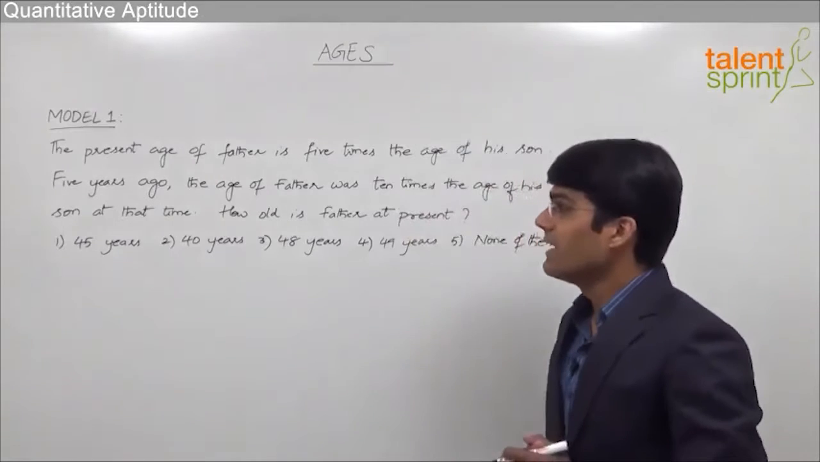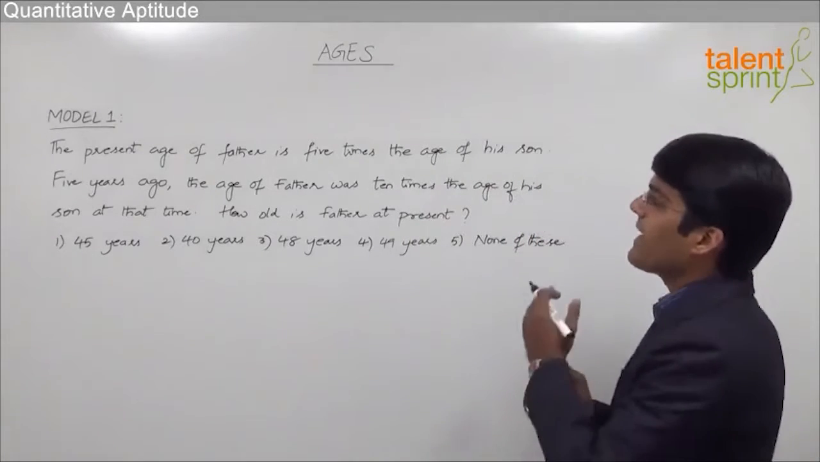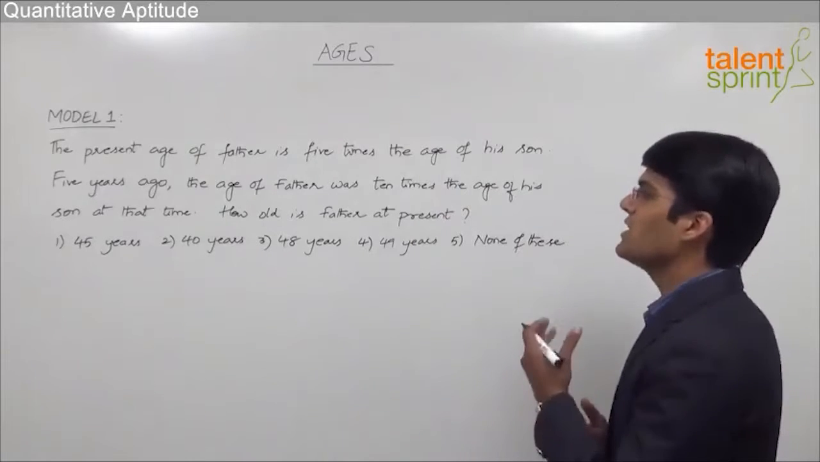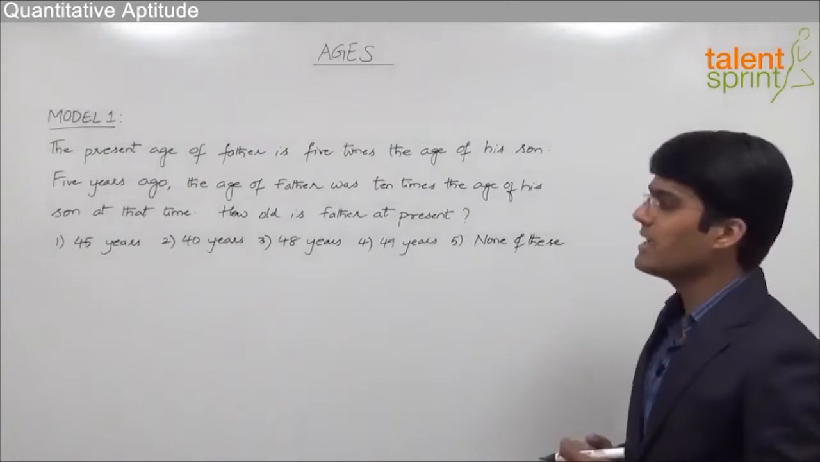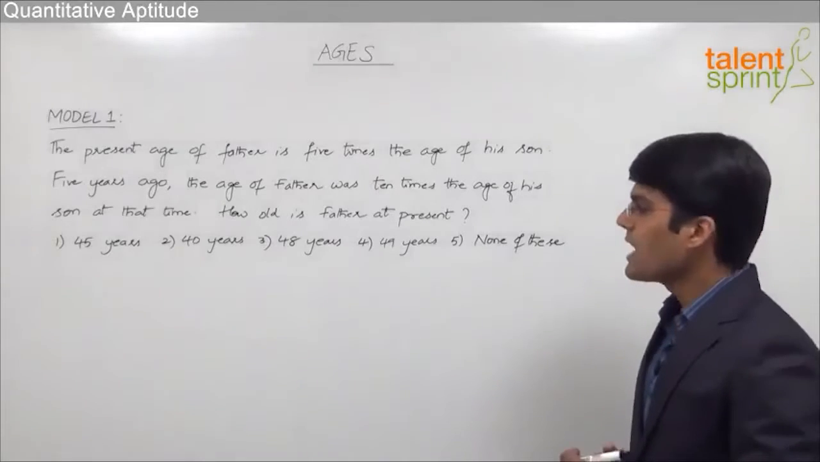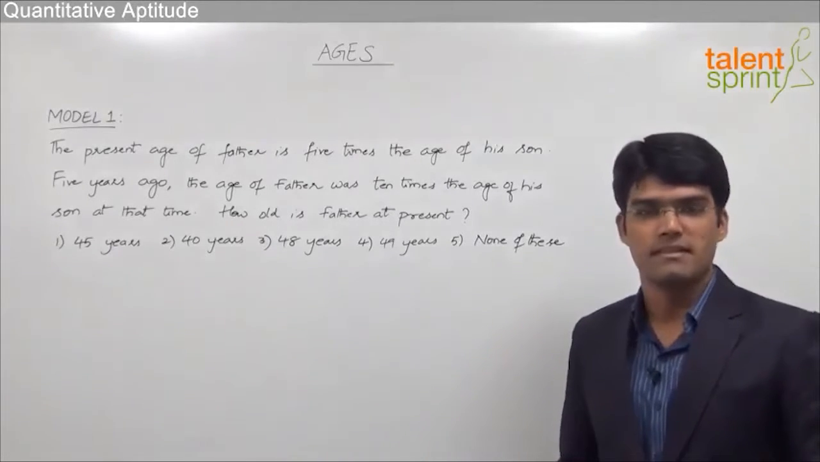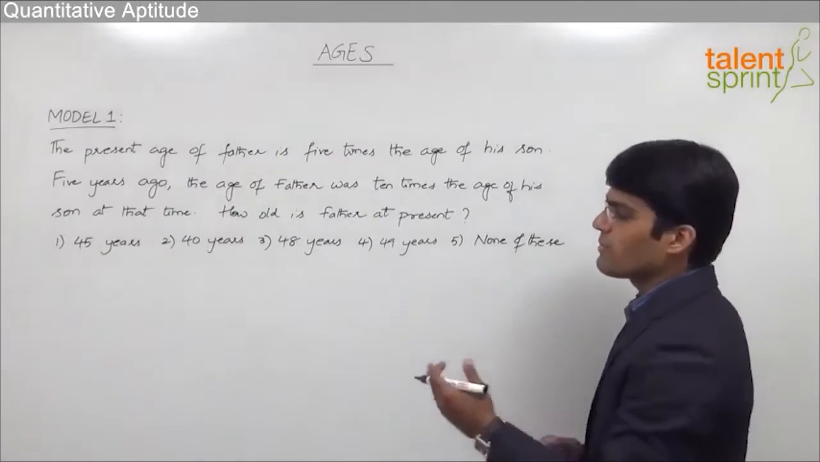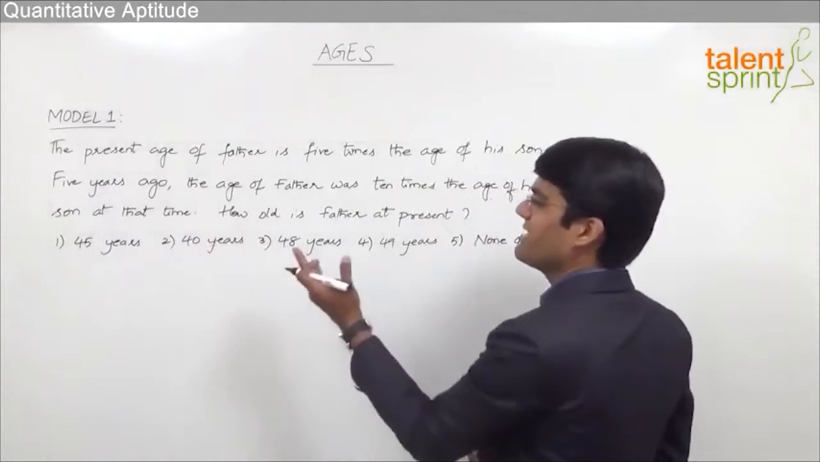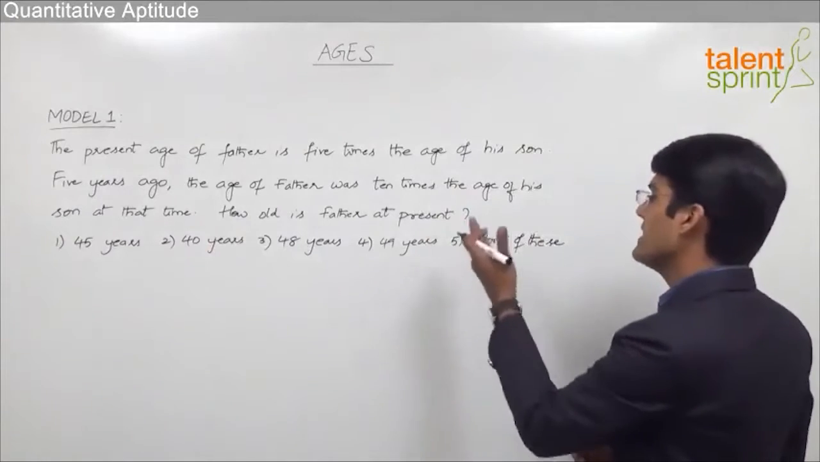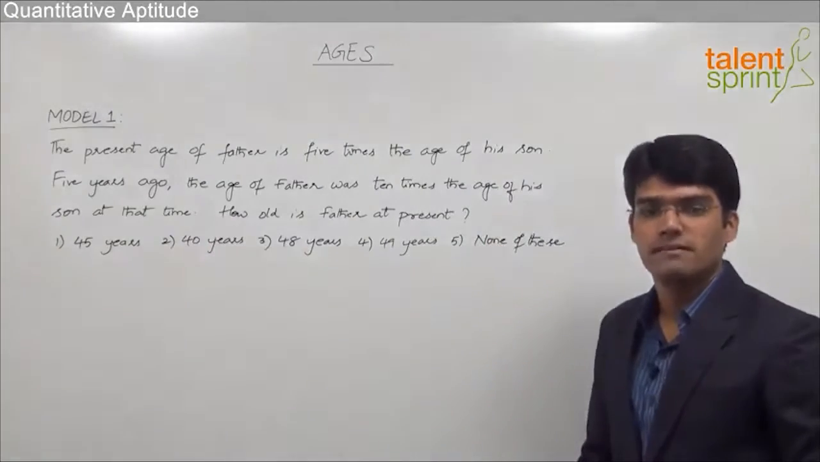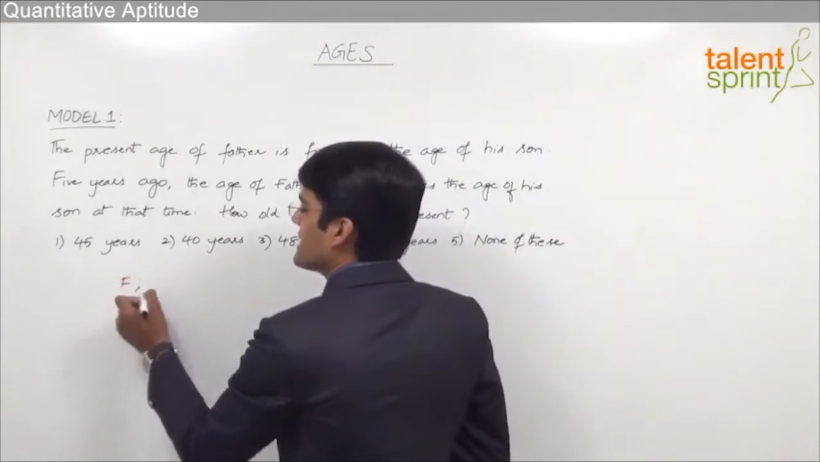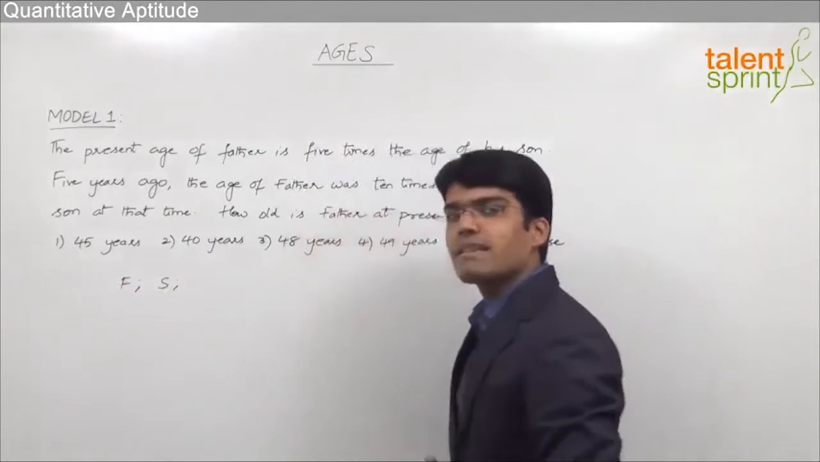The question here is, the present age of father is 5 times the age of his son. 5 years ago, the age of father was 10 times the age of his son at that time. How old is father at present? So we are supposed to find out the father's present age. And the given options are 45 years, 40 years, 48 years, 49 years, and the fifth option is none of these. Let us assume that the father's present age is F and the son's present age is S.